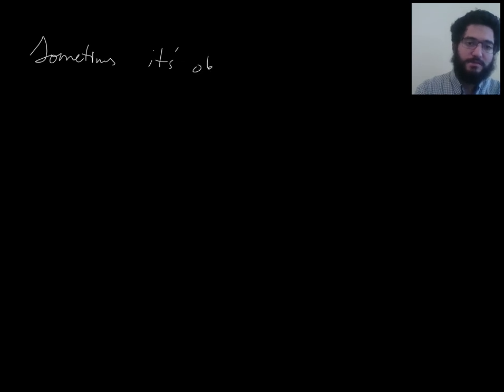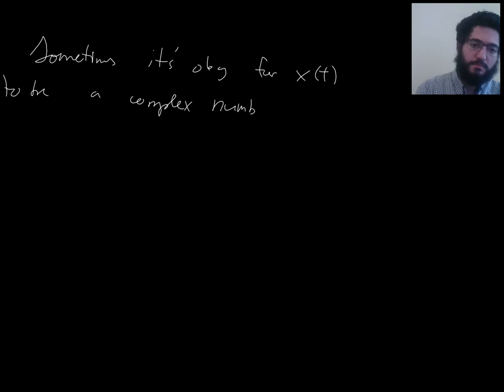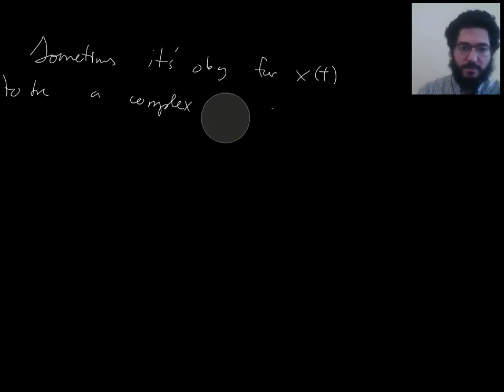Now I want to upgrade what we allow for functions. So we've been using x of t always as standing for a real number, because we want it to be the state of a system for which the state can be described by one real number. But now I'm going to say sometimes it's okay for x of t to be a complex number. Now when I say complex number, I mean complex valued function. So complex number is a bad way of putting it.